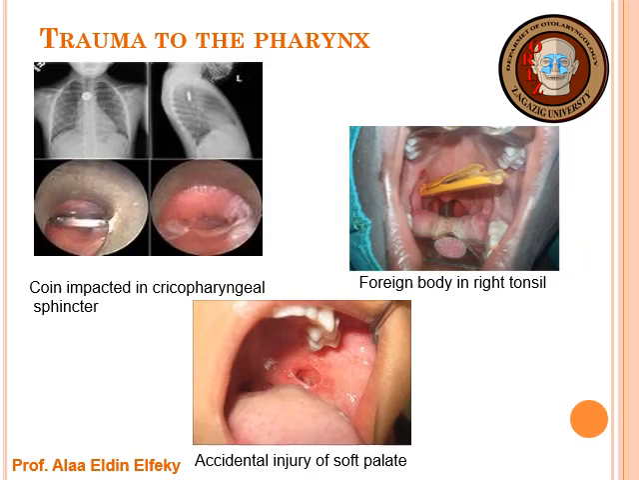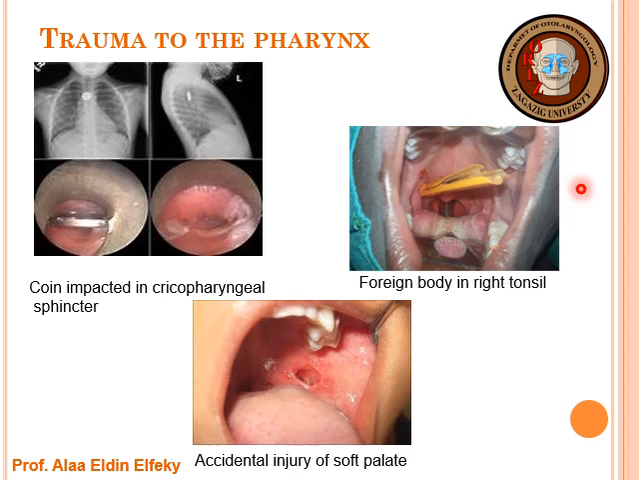Trauma of the pharynx is very common, and the most common is inhalation or ingestion of a coin by a child. This is a plain X-ray, posterior view. This is the coin, and it is usually impacted in the cricopharyngeal sphincter, and we remove it by using the hypopharyngoscope.